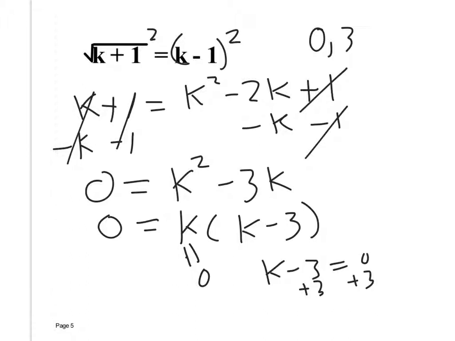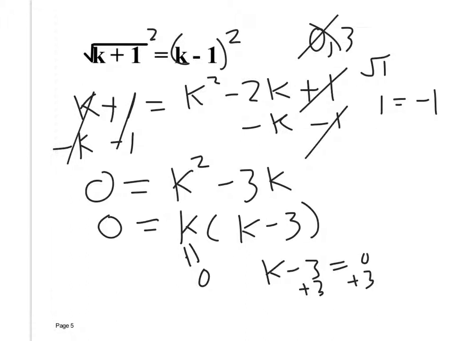The issue is sometimes they're not always going to work. And let me show you. Plug 0 into here. What is 0 plus 1? 1. What is the square root of 1? 1, right? What is 0 minus 1? Negative 1. Is 1 equal to negative 1? No. So would 0 work? No. So this is what we call an extraneous solution.